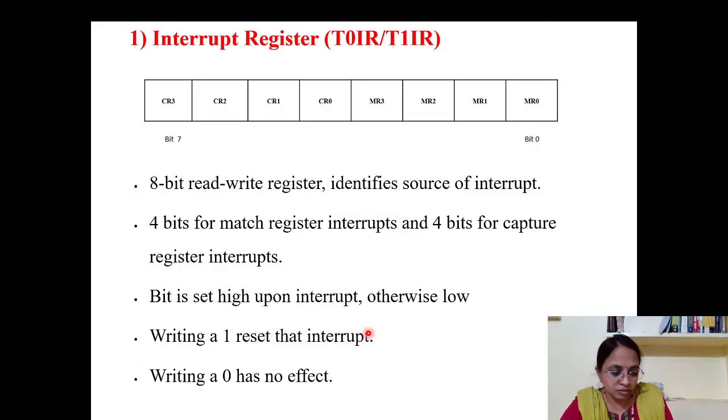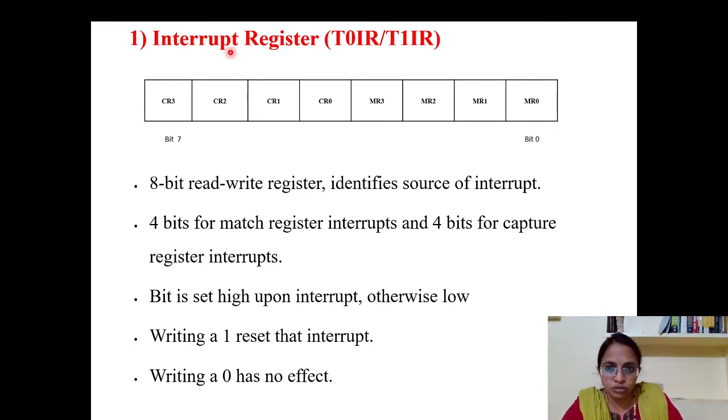So let us begin with the first register called the interrupt register. Actually, we know that in LPC2148 there are two timers called timer 0 and timer 1, and both these timers are exactly the same. All these 11 registers are the same for both timer 0 and timer 1. Their functionality is also the same and their names are also the same. So the interrupt register can be the interrupt register of timer 0 or of timer 1. Its functionality remains the same.